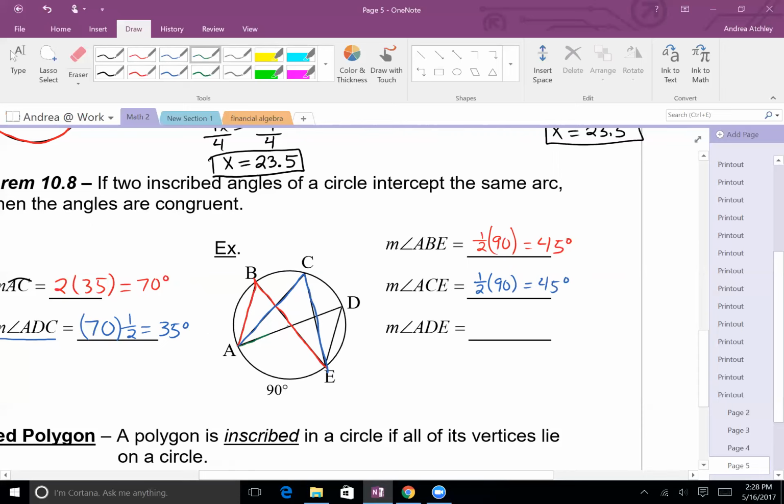Now angle ADE, it too is going to intercept that same arc. So class, what should it measure? 45. Okay, so since all 3 of those angles have the same intercepted arc, all those angles are going to be congruent. Right.